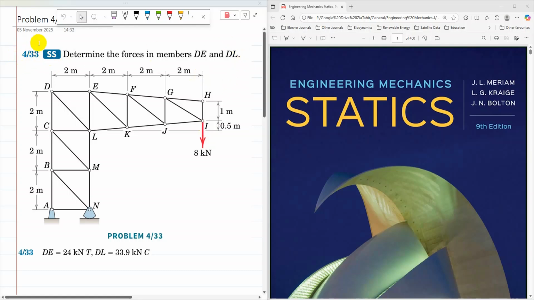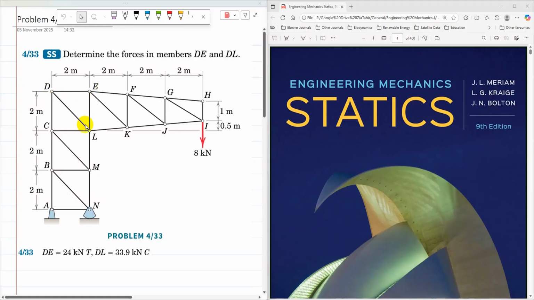This video tutorial is the solution to problem 4.33 of Engineering Mechanics Statics, 9th edition, by J.L. Meriam. The statement of the problem is: determine the force in the members DE and DL. So that is the member DE and the other one is DL.